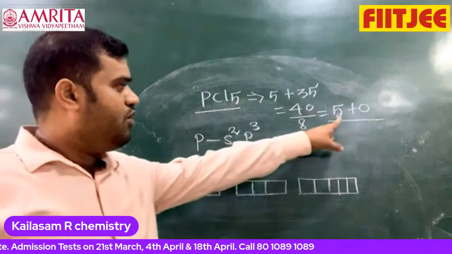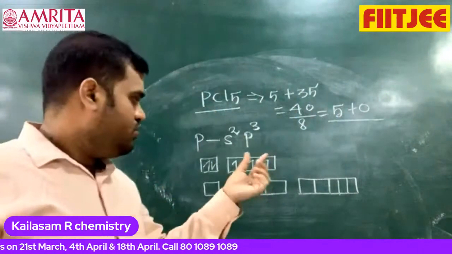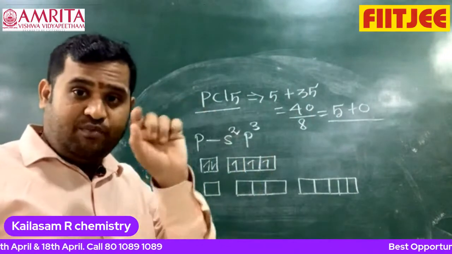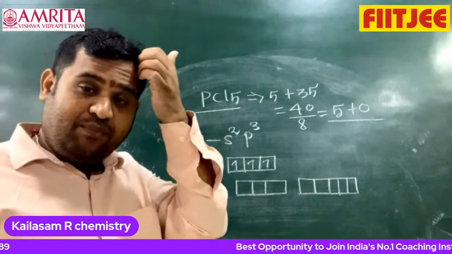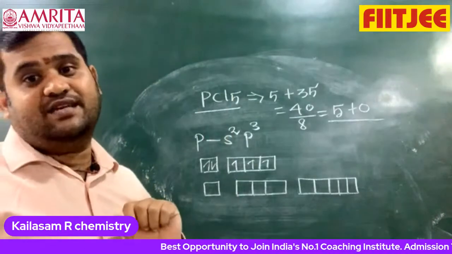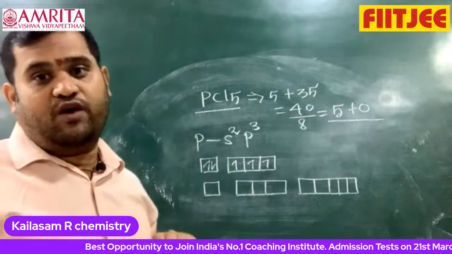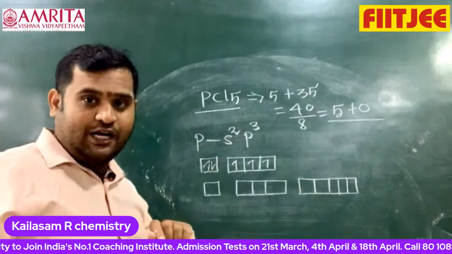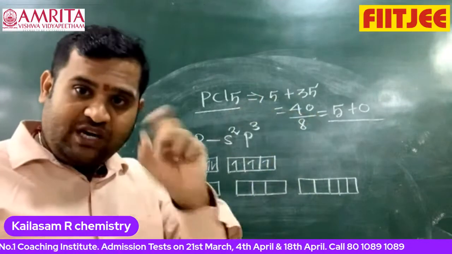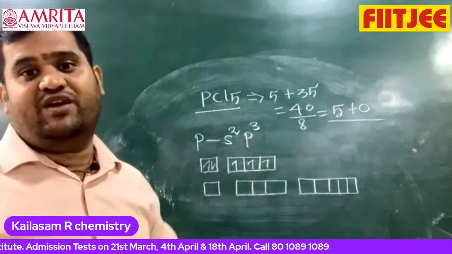Now, how many bond pairs are required? 5 bond pairs. 5 bond pairs means phosphorus has to give 5 unpaired electrons, and chlorine gives unpaired electrons to form sigma bonds. Each phosphorus has to give 5 unpaired electrons and there are 5 chlorines. Each chlorine can give 1 electron to make the PCl5 bonds.